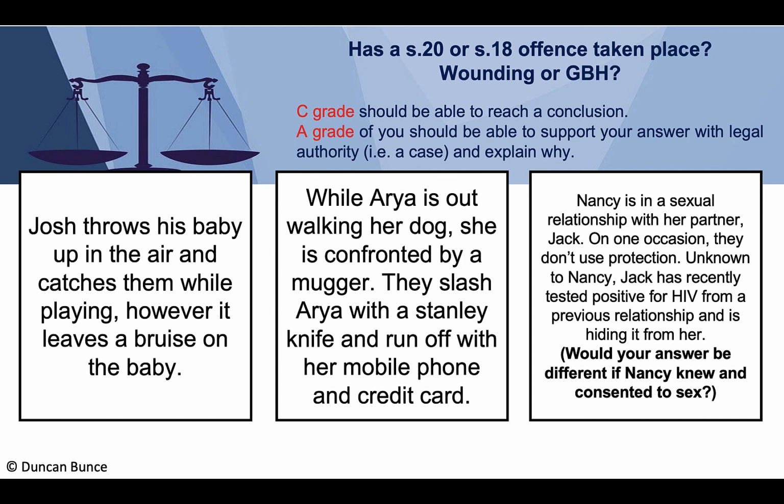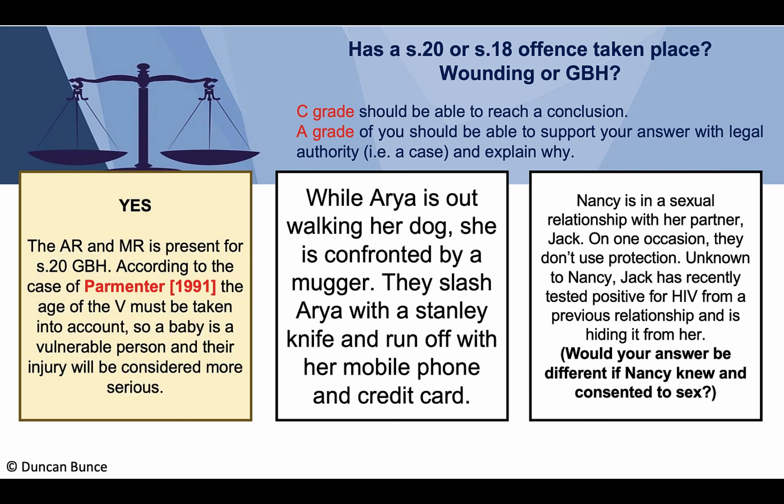Josh throws his baby up in the air and catches them while playing. However, it leaves a bruise on the baby. So first of all, the bruise is the injury, but we're dealing with a baby. The baby is a more vulnerable victim. So we're thinking of the case called Bollum. And therefore, it's possible that, we know a bruise is usually ABH, don't we? But with a vulnerable person, it would be more likely dealt with under section 20 and considered to be grievous bodily harm, serious harm.